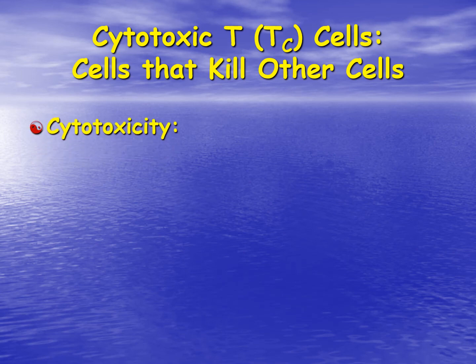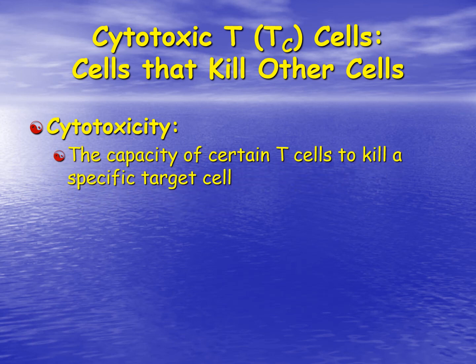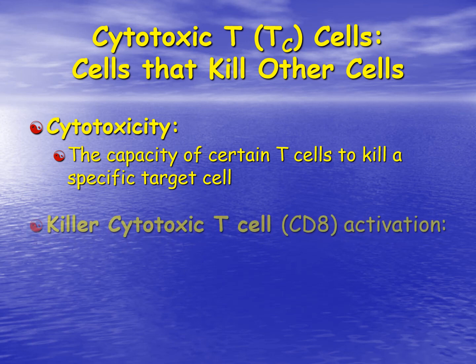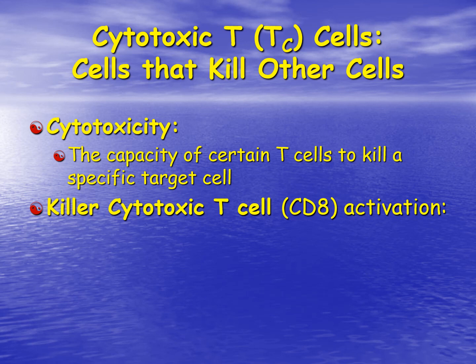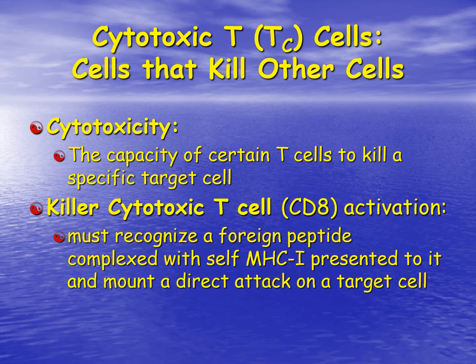Now, cytotoxic T cells, these I call the special ops units because these are the ones that will go out directly and interact with an antigen-bearing substance and kill it. So cytotoxicity is the capacity of these cytotoxic T cells to kill a specifically targeted cell. The killer cytotoxic T cell carries the CD8 receptor and recognizes the class 1 MHC proteins. So it must recognize a, quote, foreign, and really I want to put in here non-self antigen complexed with one of these MHC1s.